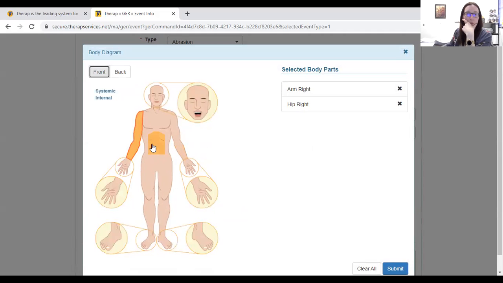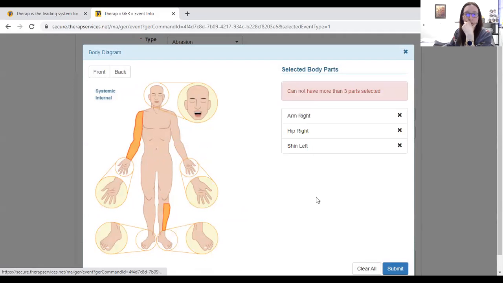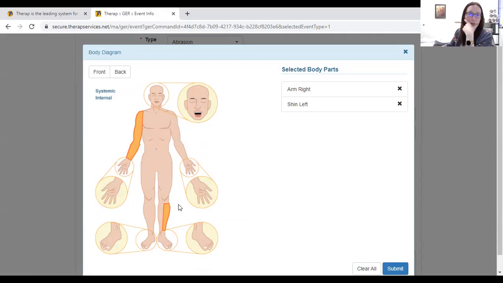Okay, we got a bruise on his leg, and his knee. Oh, can't have more than 3 parts. Well, there you go. Let's take off the hip. So right arm, shin left. We'll say his shoulder. Okay.